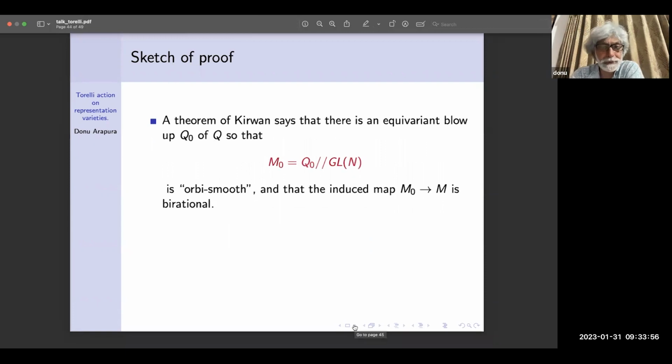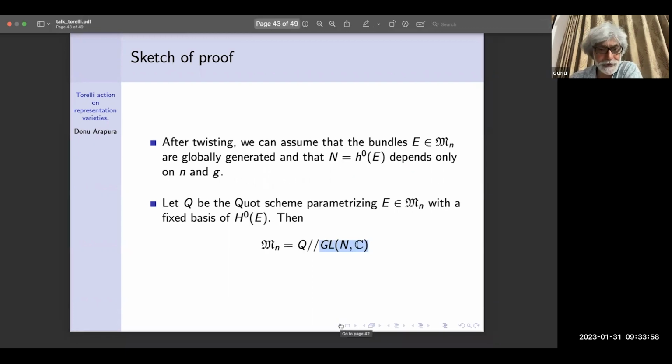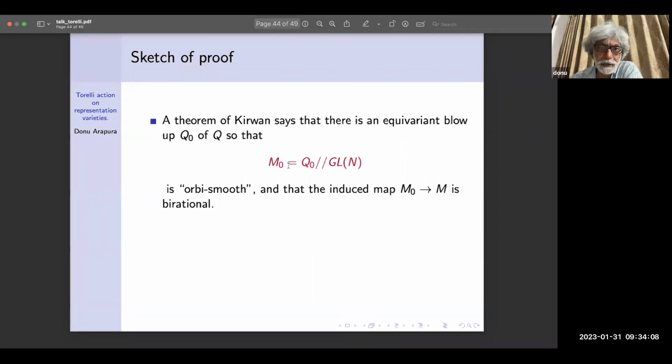All right, so Q was this quotient scheme. I'm trying to go slow because there's a lot of notation now. I think I went too fast. And now Kirwan applies to any GIT situation, so I apply it to this one.